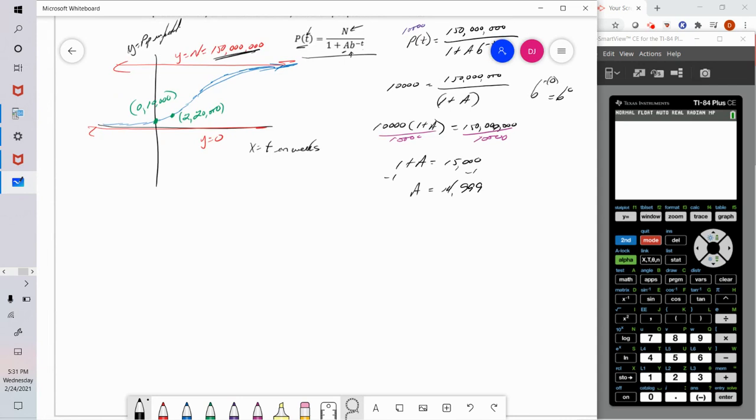So now I know that P of t is equal to N. Remember that N was 150 million, over 1 plus 14,999 times b to the negative t. Okay, now the way that we're going to find the b value, there are two ways to find the b value. And I'll show you both ways that we can do it.